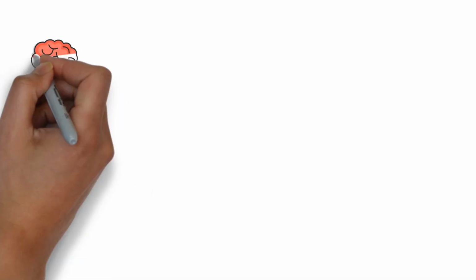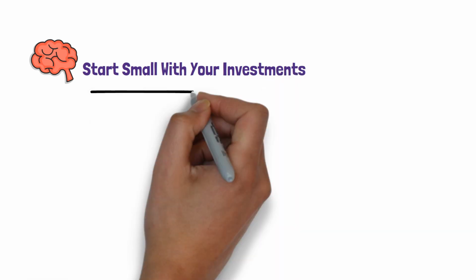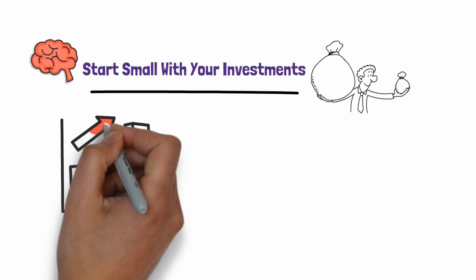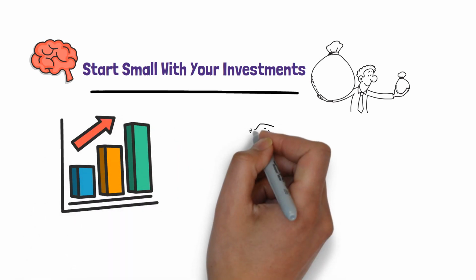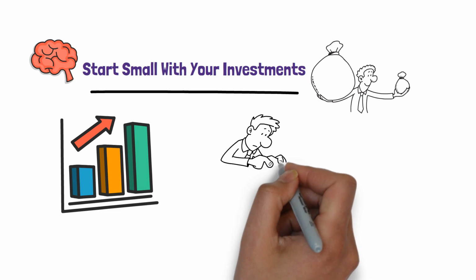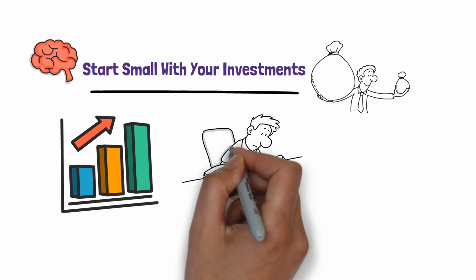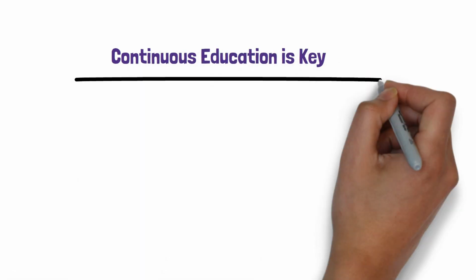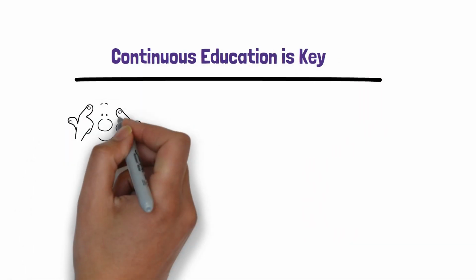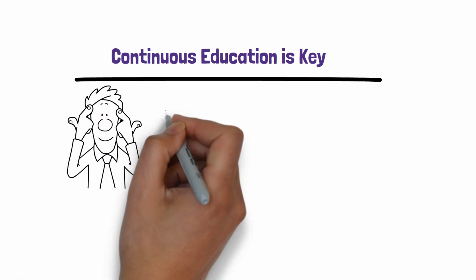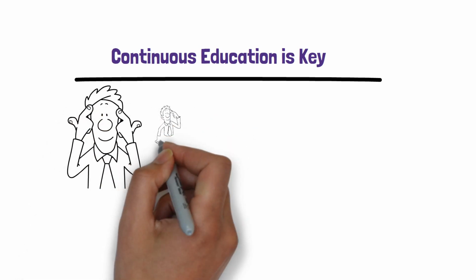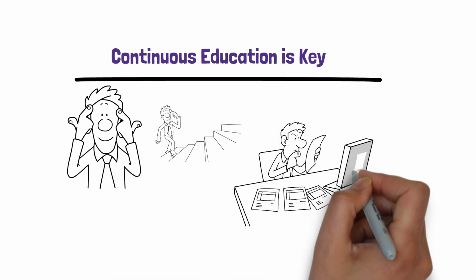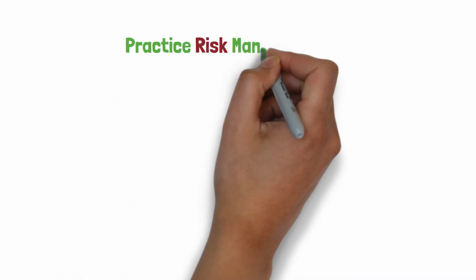Here are some essential tips to keep in mind. Firstly, start small with your investments. Begin with a conservative amount and gradually increase your exposure as you gain experience and confidence in trading. This approach allows you to learn the intricacies of perpetual protocols without putting significant capital at risk. Secondly, continuous education is key. Stay informed about the crypto space, market trends, and various trading strategies. The crypto world is fast-paced and constantly evolving, so continuous learning will help you make well-informed decisions and stay ahead of the game.